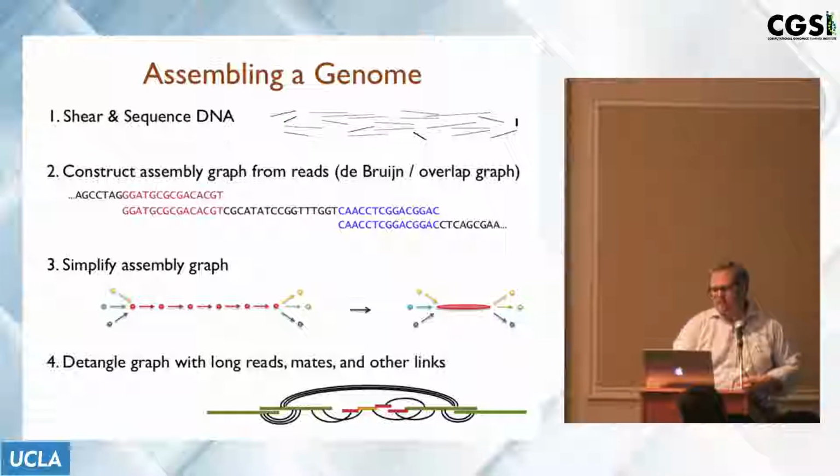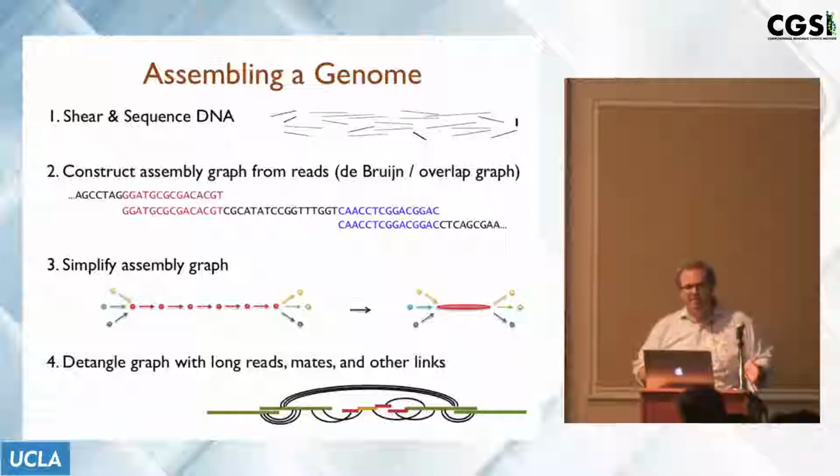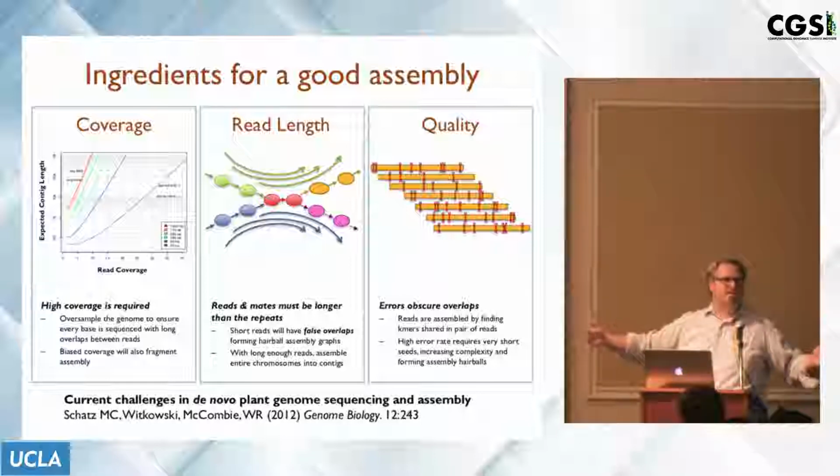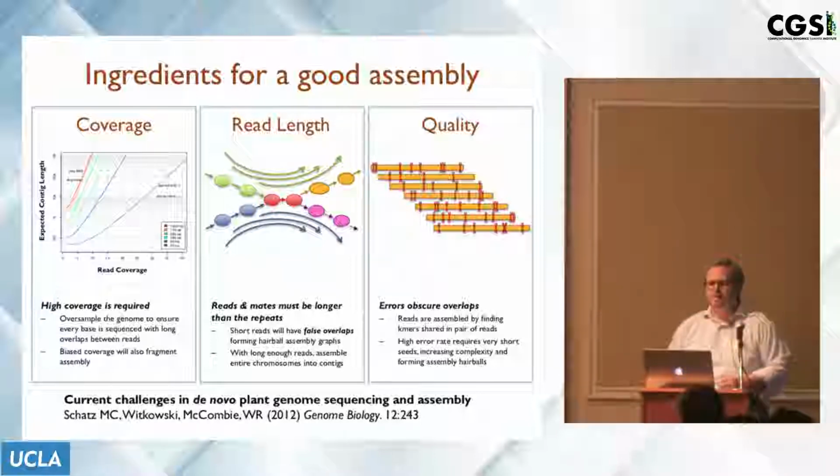If you want to do an assembly, there are certain ingredients that you just have to have. Otherwise, your assembly project is doomed. The number one on this list is coverage, right? We want to be able to put together the whole chromosomes. If I haven't sequenced every base of the chromosome, it's hopeless to be able to reconstruct it. We'll talk a bit more about that.